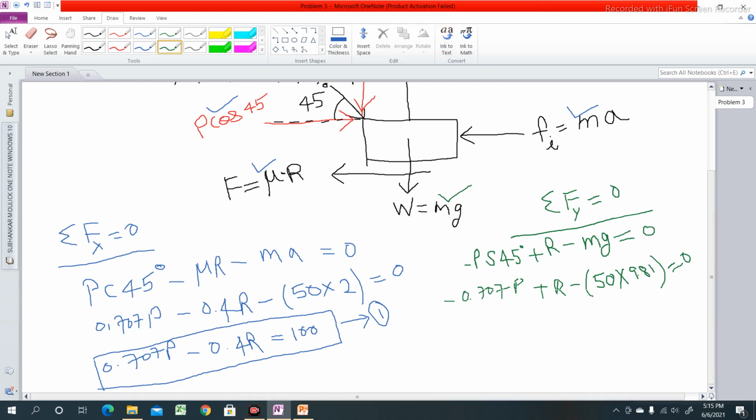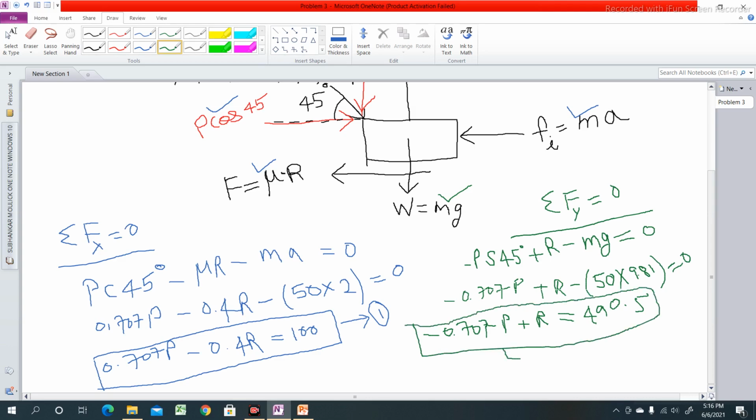If we further solve this equation, what will we get? We will get minus 0.707 times P, then plus R. 50 into 9.81 is how much? 50 into 9.81 is 490.5, and when you take it on the right hand side, it will be equal to 490.5. So let this be equation number 2.